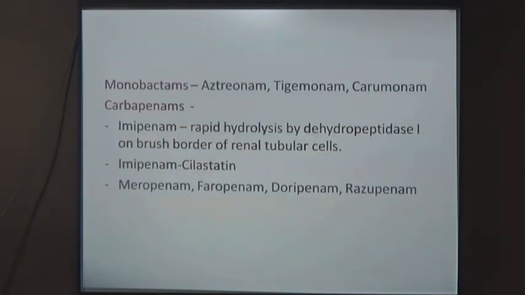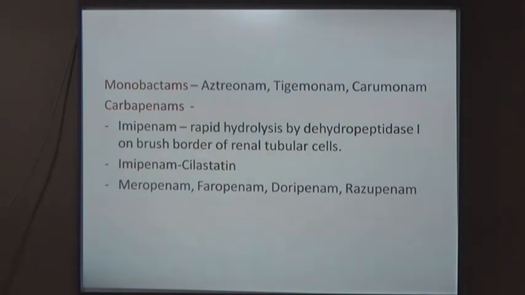Next, monobactam: aztreonam. This is mainly for gram negatives. Monobactam, mono means one ring. It is not a beta lactam. Then the carbapenems: imipenem, meropenem, ertapenem, doripenem, razupenem. The main one is imipenem. These are the drugs among the carbapenems.